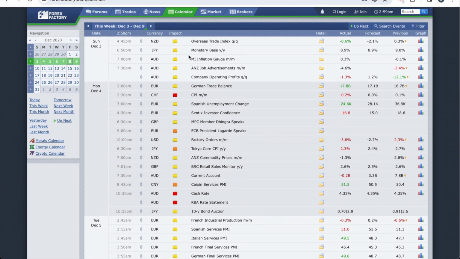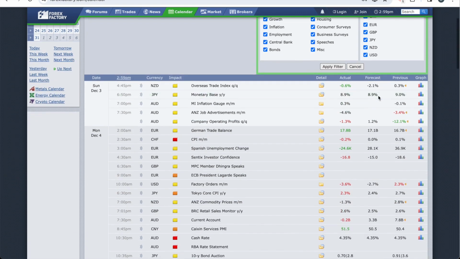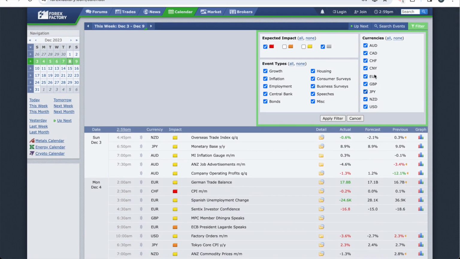Okay, so the way to filter all this out is you're gonna go here on the top right corner where it says filter, and click filter, and then you're gonna deselect the orange and the yellow. Okay, now what you can also do is choose what type of currencies you want to follow, what currency news you want to follow, right? So for example, let's just say I want USD news, which is the biggest, which we're going to talk about in a second, and only have USD.